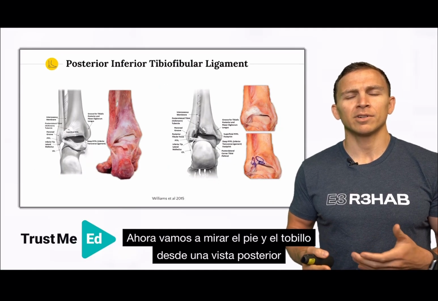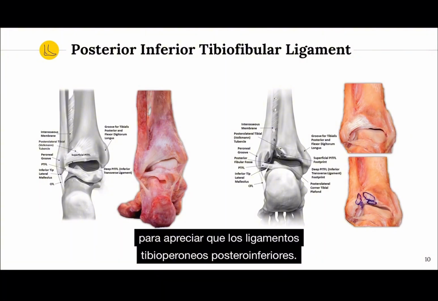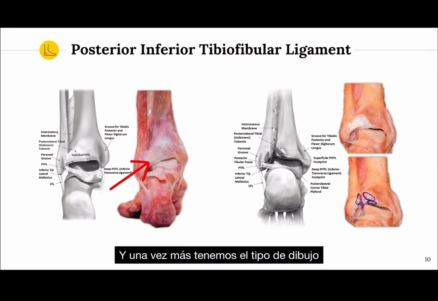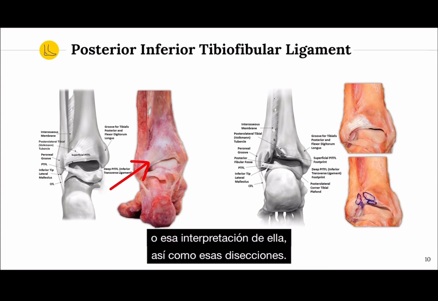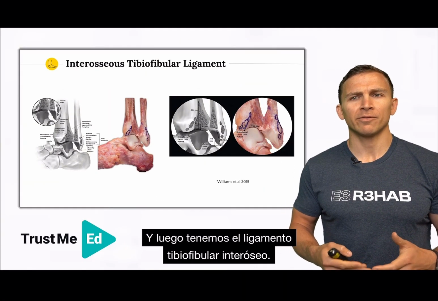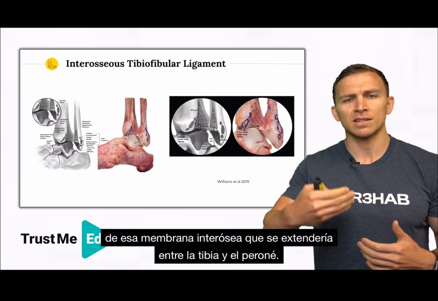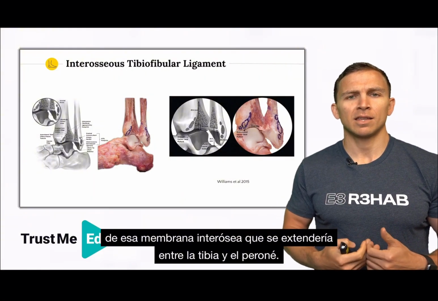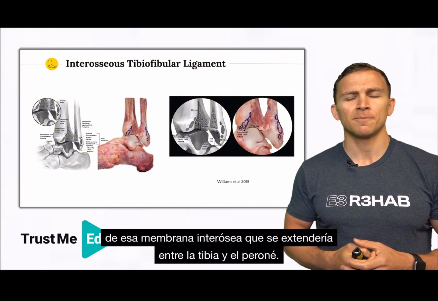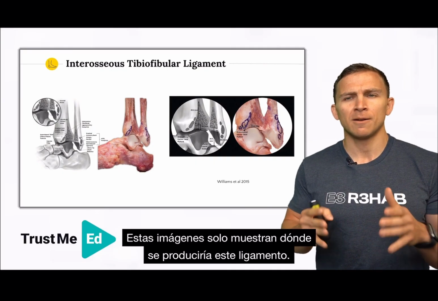Now we're going to be looking at the foot and ankle from a posterior view to appreciate that posterior inferior tibiofibular ligament. And once again, we have the kind of drawing or that rendering of it, as well as those dissections. And then we have the interosseous tibiofibular ligament. This is actually an extension of that interosseous membrane that would span between the tibia and fibula. These images are just showing where this ligament would occur.